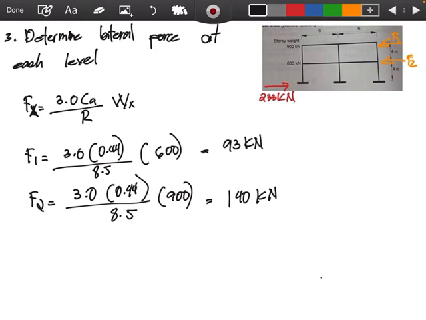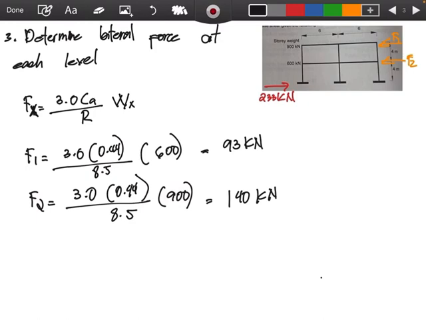That's how we distribute the lateral force at each level. At this level, I think the figure got it wrong, because 600 would be at the top and 900 would be at the F1.